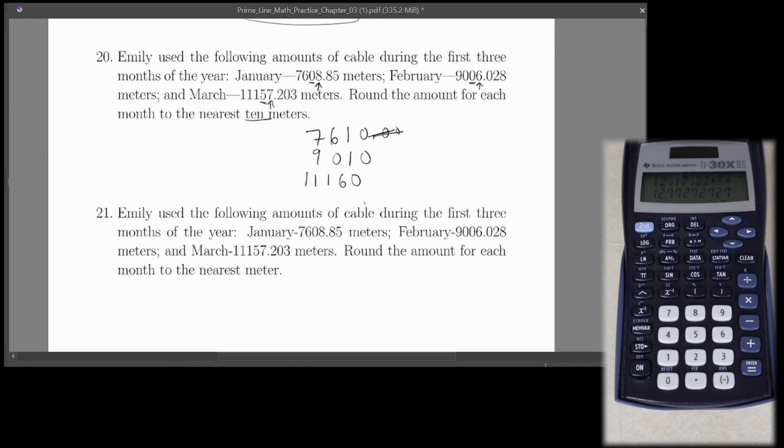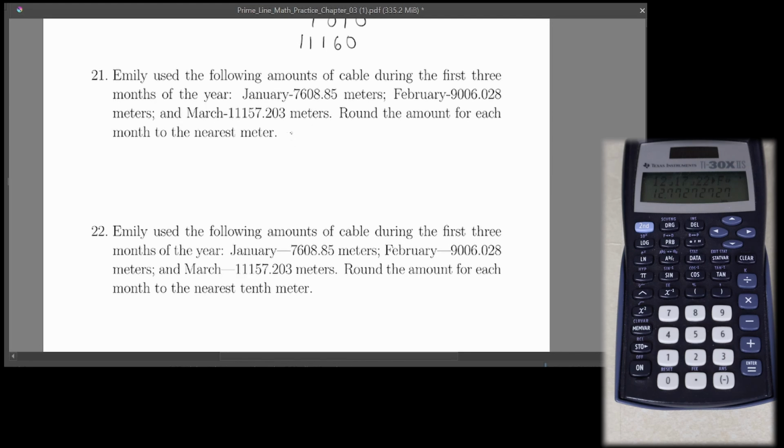Okay, number 21 tells us that they want us to round each to the nearest meter. So we're going to round here. This tells us we're going to bump it up. Round here, and we'll drop. Round here, and we'll drop. So 7609, 9006, and then 11157.